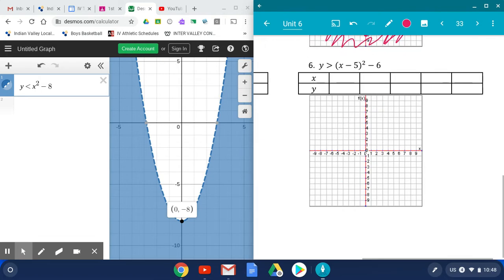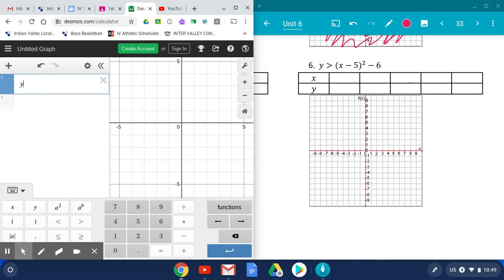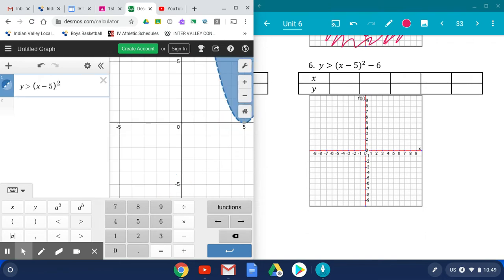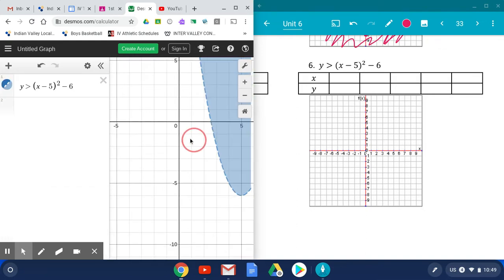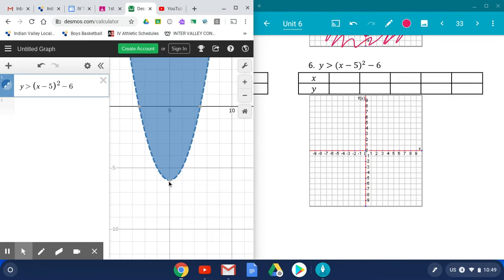Let's look at number 6. Uh-oh, this one's in a different format. Is that going to matter? Y is greater than quantity x minus 5 squared minus 6. What format is this one in? Oh, yeah, vertex form. Shouldn't matter, should it? And no, it absolutely does not matter. I just need to recreate this graph.